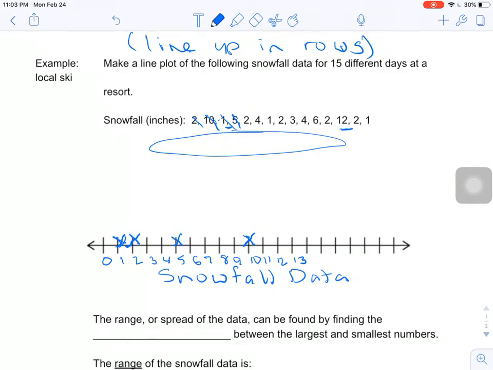Now I have another 2. I already have a 2 marked once on here. So if the number shows up more than once, you just start stacking up those X's or those dots. So since I have another 2, I'm just going to put another X right above the first one. And then I'm going to keep going and get the rest of the data marked on there. And again, when I have repeat data, I just stack those X's on top of each other.